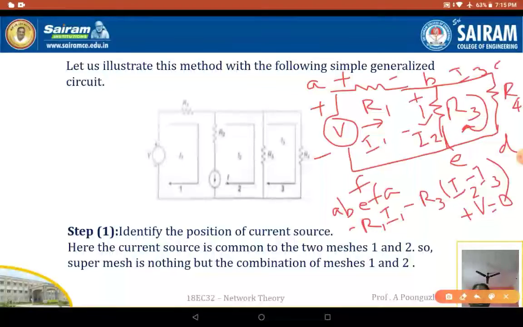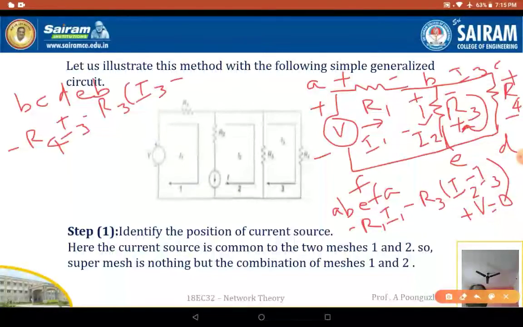Next, the second loop is B, C, D, E, B. The current flowing through it, when flowing like this, is plus here and minus there. So it is minus R4 into I3, and minus R3 into I3 minus I2, because of the opposite direction, is equal to 0. So these are the two loop equations we have written.